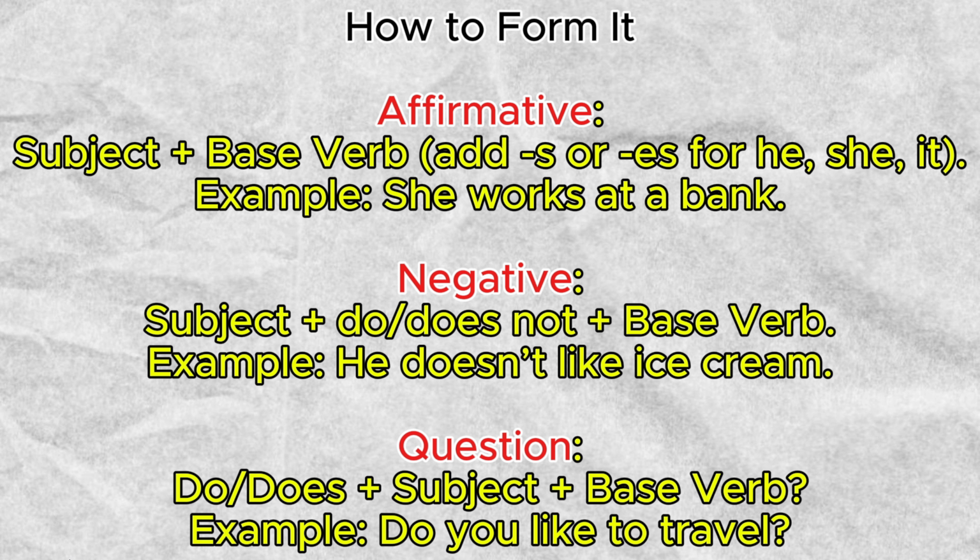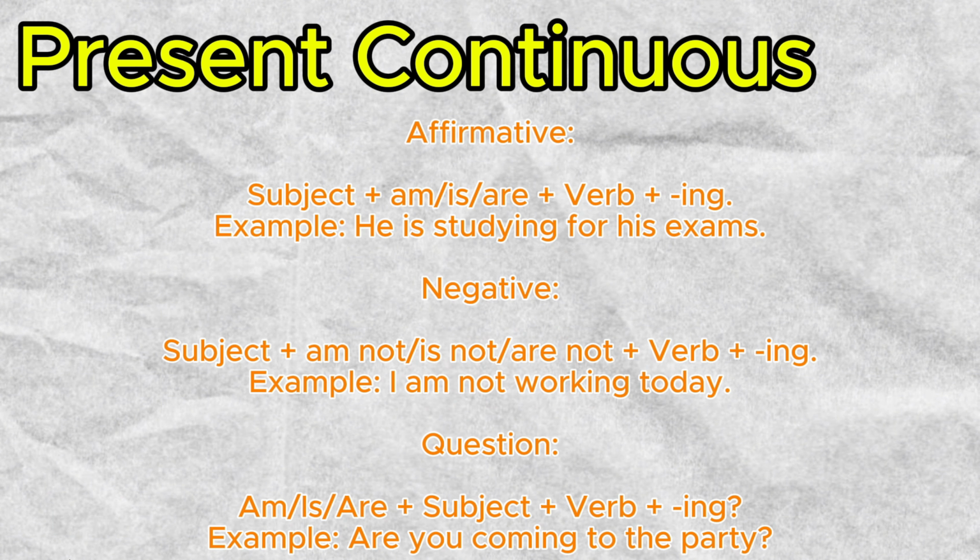Present continuous. What is it? The present continuous is used for actions that are happening right now or around this time. It's great for expressing things that are temporary or ongoing. Why use it? We use the present continuous to highlight actions in progress or situations that are not permanent. Examples: I am reading a book right now. She is cooking dinner at the moment. They are playing outside.